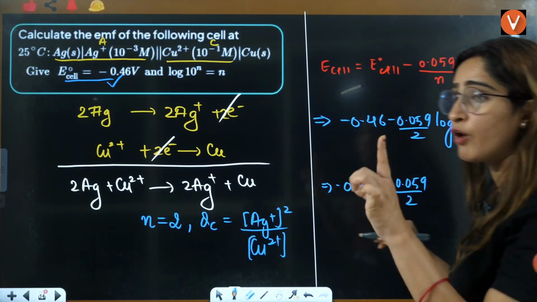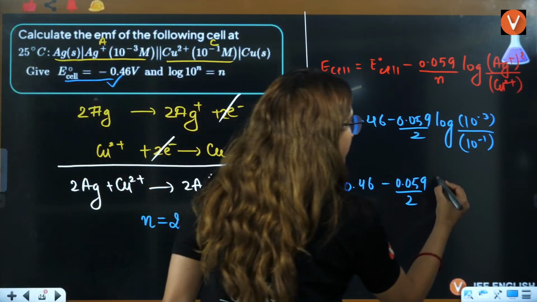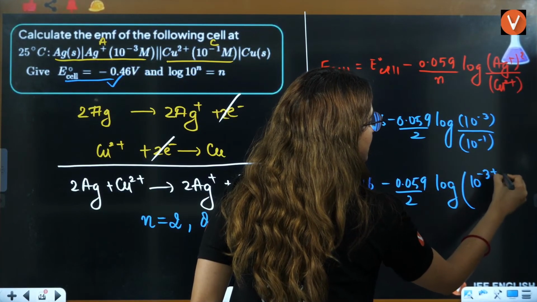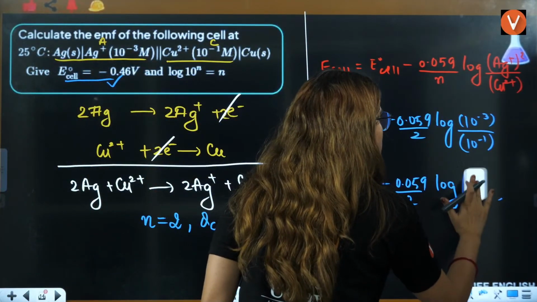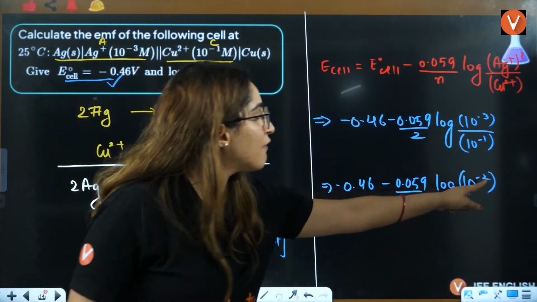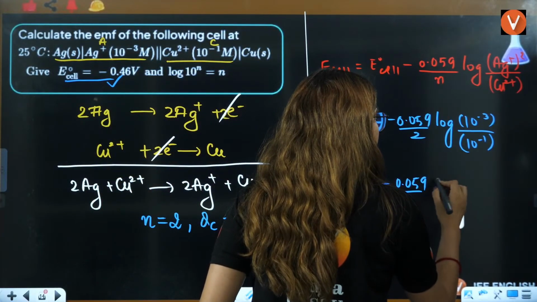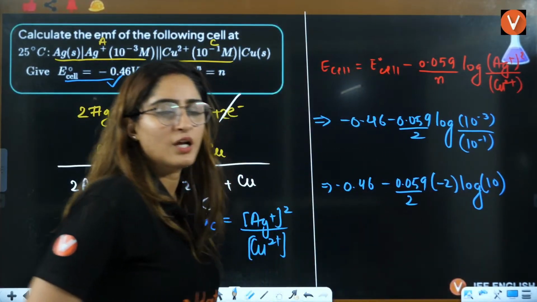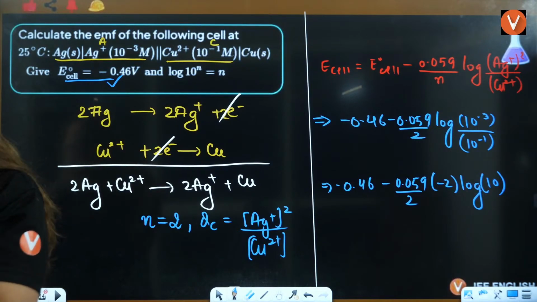I'll just solve the value of log here because other things are just calculations. So this will be log of 10 raised to power minus 3 plus 1, which is nothing but 10 raised to power minus 2. Now the power will come in the front, so it will be minus 2 log base 10 of 10. Guys, what is log base 10 of 10?